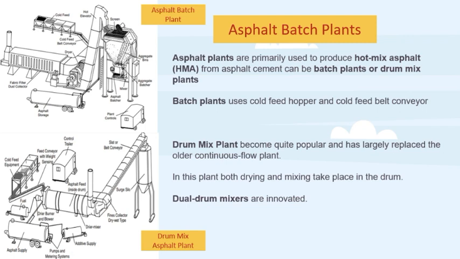The dust emitted by the dryer is also less than that emitted by the batch plant dryer because the liquid asphalt tends to trap fines inside the drum. This reduces the amount of pollution control equipment needed. So this produces less pollution. And with innovations, there are now also dual drum mixers.